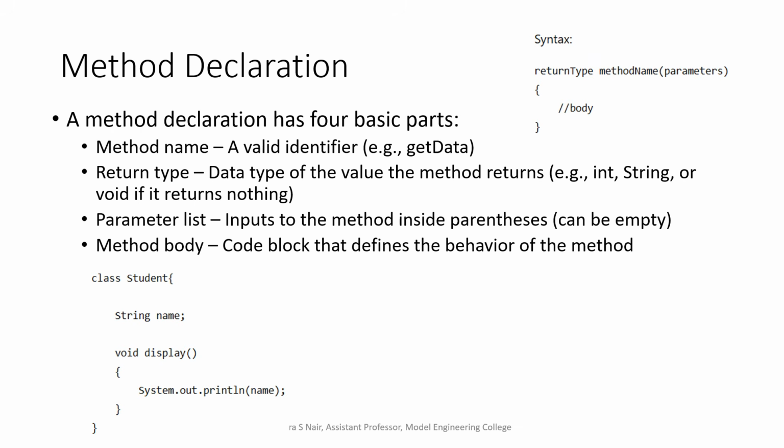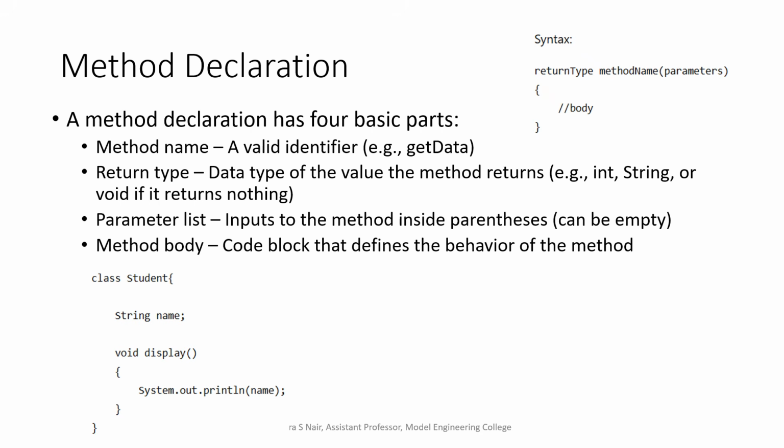Next is method declaration. So methods define the behavior of an object. So this is the basic syntax. Return type, method name, and inside it we can write the parameters, and inside the method we can write the body of the method. So method declaration has four basic parts.